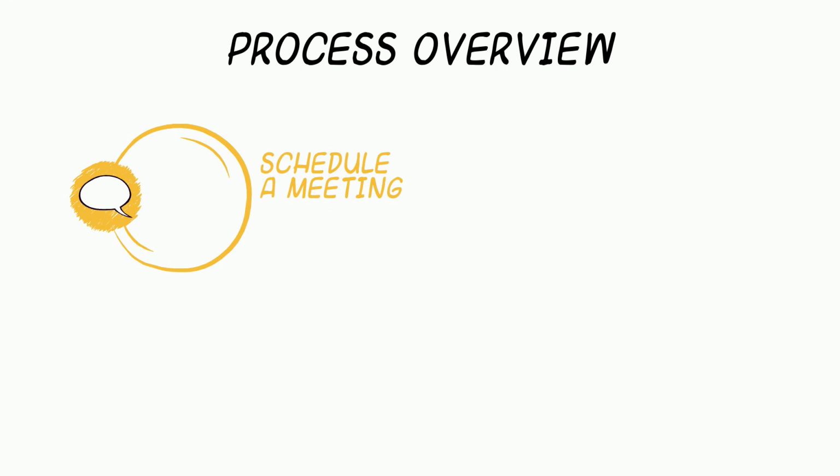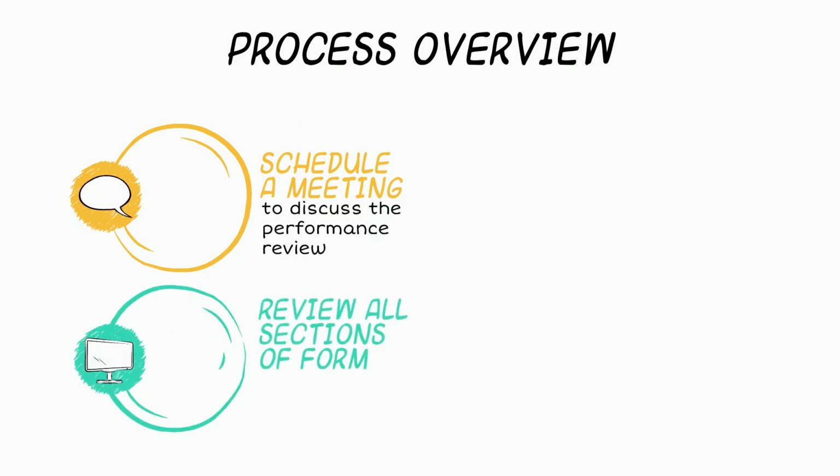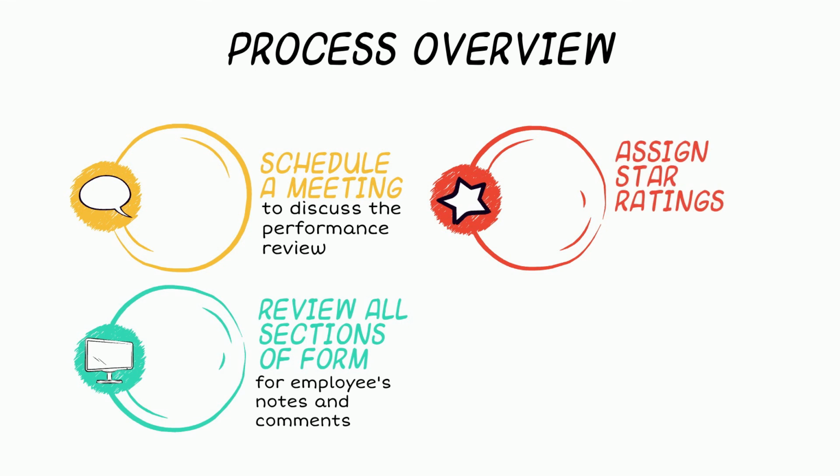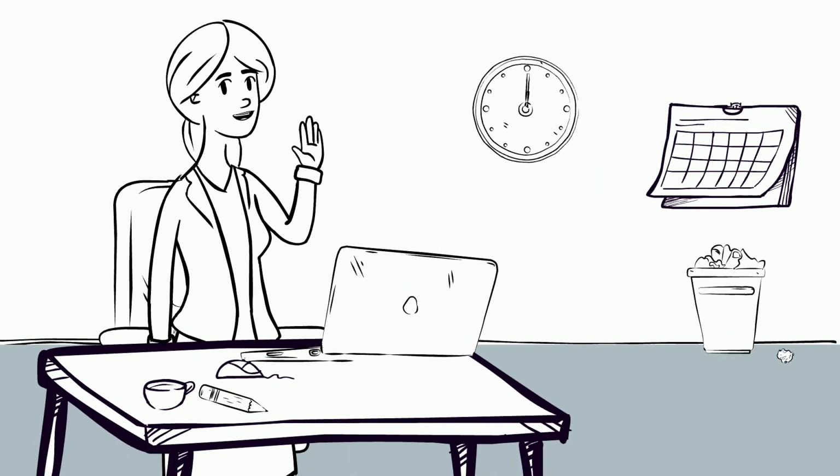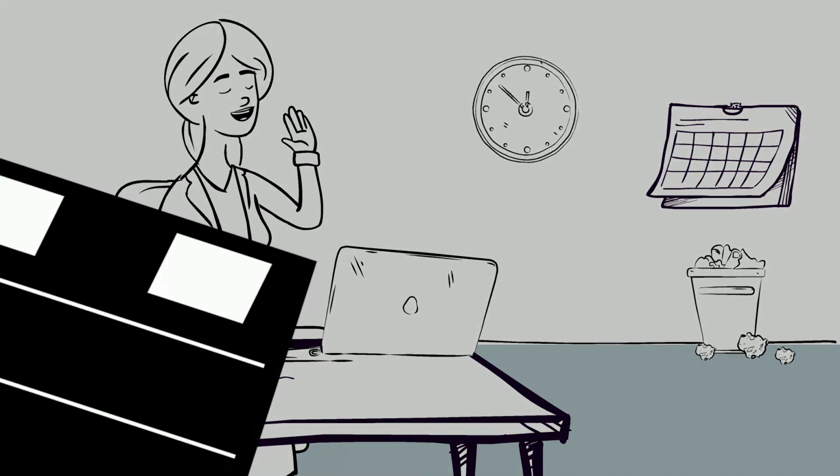The first step in the process is scheduling a meeting with your direct report to discuss their review. Then, when you open the form, you'll review all sections for the employee's notes and comments. After reviewing, you assign star ratings for key accountabilities, goals, success factors, and an overall rating. Lastly, you'll sign off on the review. Let's log into the system to walk through this process.